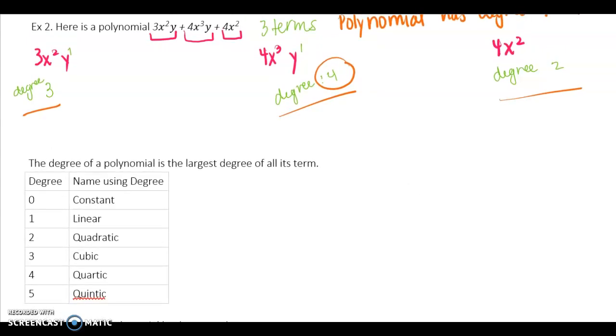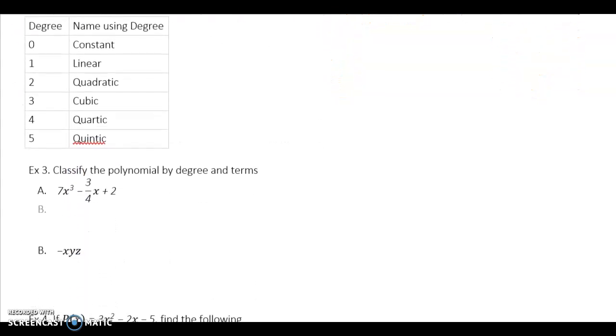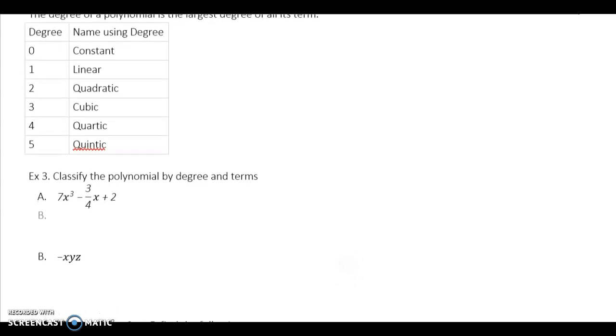Alright, and same thing for a polynomial. We could name it based on its degree. So if it has degree 0, it's called a constant. Degree 1 is a linear. Degree 2 is a quadratic. Degree 3 is a cubic. Degree 4 is a quartic. And degree 5 is a quintic. And we could name them now based on their degrees. So we're going to go ahead and classify the polynomial by degree and terms.